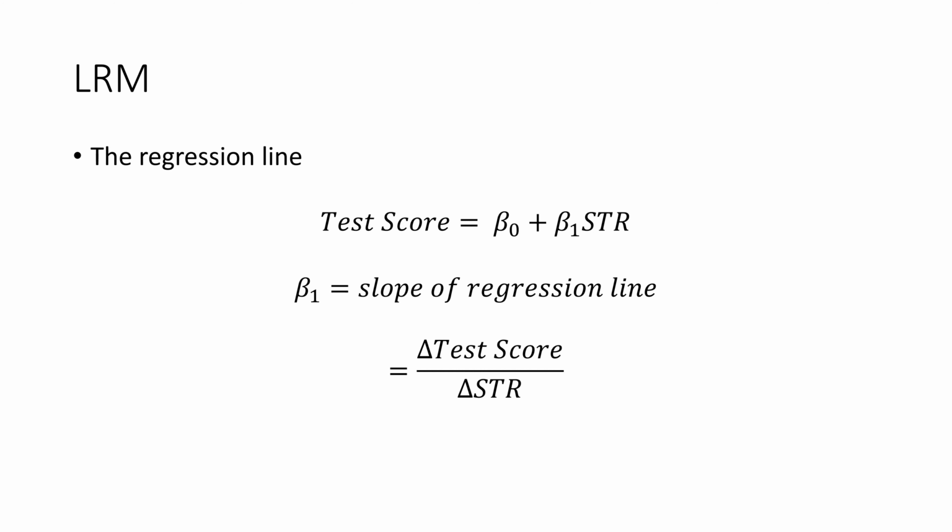Okay, so how do we calculate beta, or what is beta? Well, it is the change in test scores for a change in student-to-teacher ratio. That's all it is, it's just a ratio, or it's the slope of a line that best fits our data.